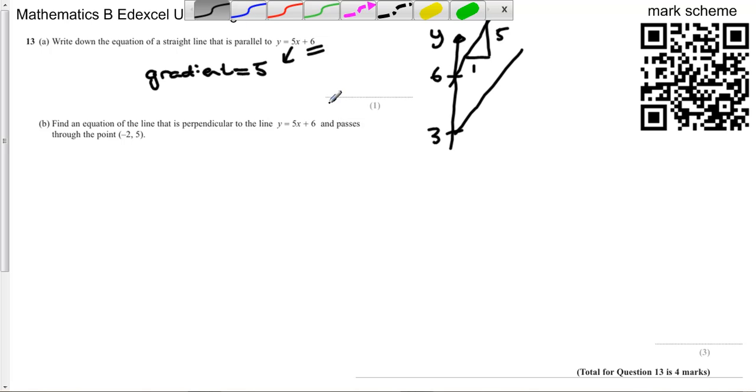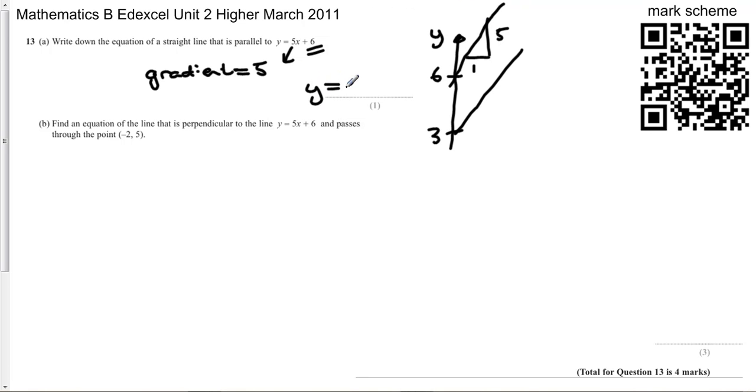And if you're feeling particularly flashy that day, then you could go for a more general answer, y equals 5x plus c, or plus a, or plus whatever letter you feel like on the day. As long as it's got 5x in the equation in that form, then you're safe.